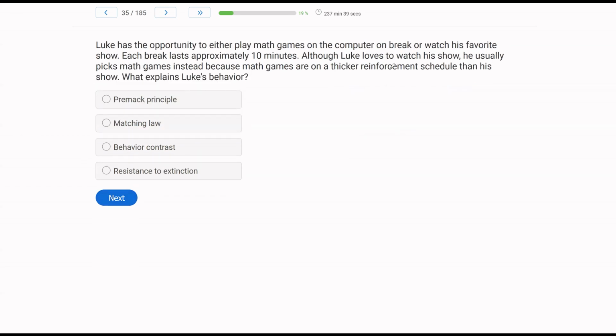Luke has the opportunity to either play math games on the computer on break or watch his favorite show. Each break lasts approximately 10 minutes. Although Luke loves to watch his show, he usually picks math games instead because math games are on a thicker reinforcement schedule than his show. What explains Luke's behavior? Well, let's think about Luke's behavior, right? He has two options. He can watch the show or he can play games. Now, since math games are on a thicker schedule, let's say an FR2, and let's say the show is on a VI5, right?